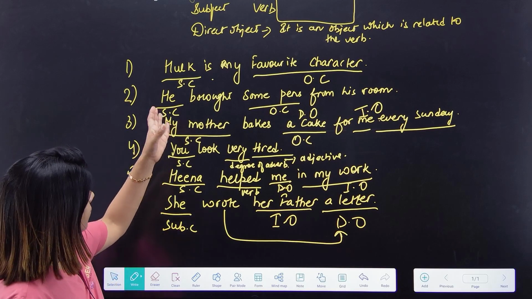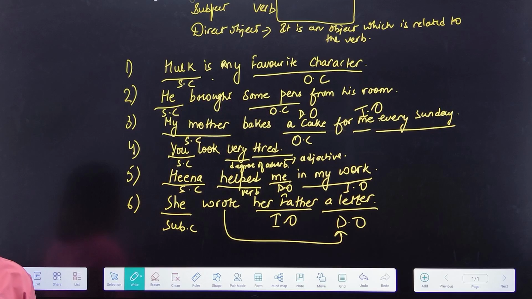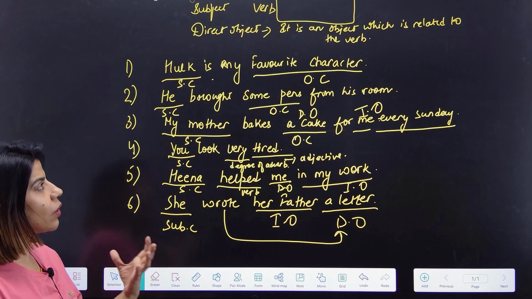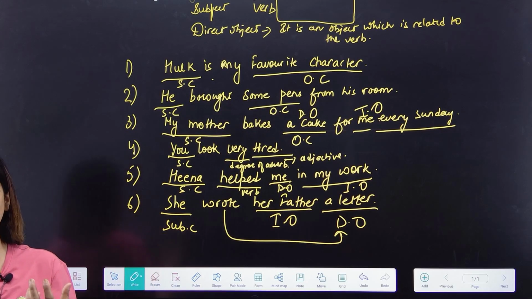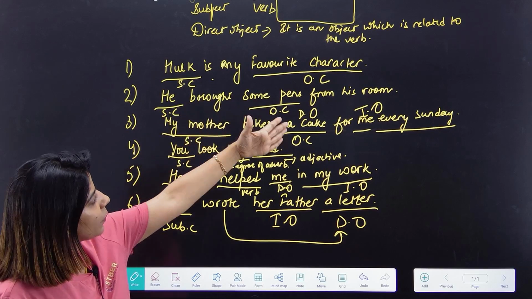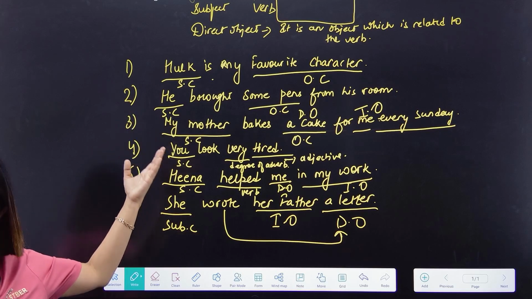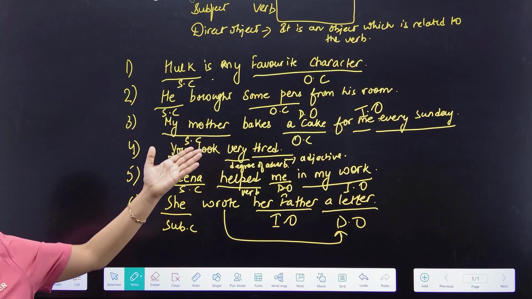So in the first sentence, the sentence goes, Hulk is my favorite character. So Hulk is a subject because we are talking about Hulk. And Hulk, who is Hulk? Hulk is my favorite character. एक करेक्टर है जो मेरा फेवरेट है. तो करेक्टर will be your objective case. Subject becomes the subjective case, object becomes the objective case.